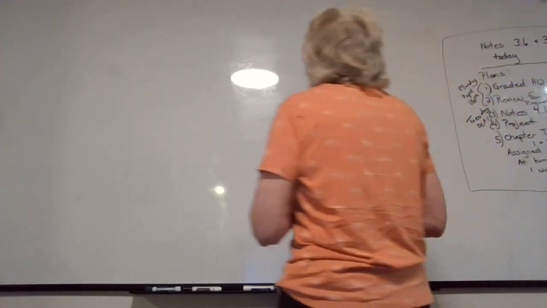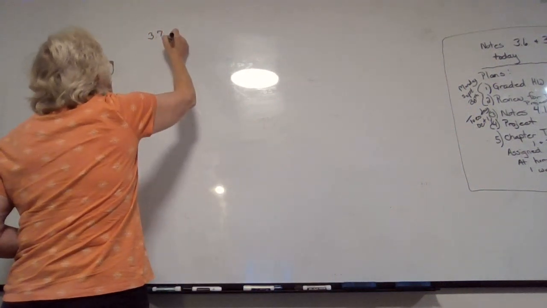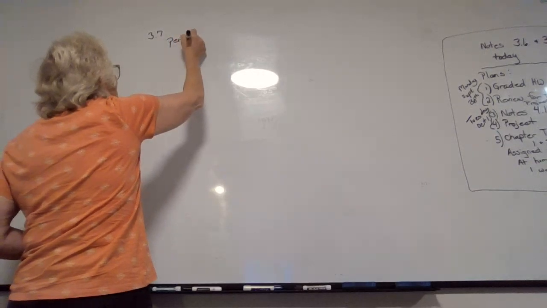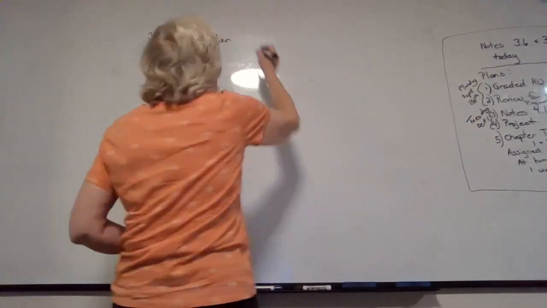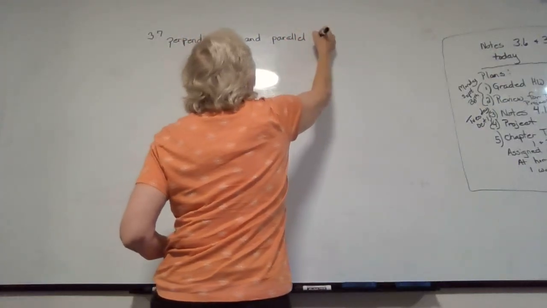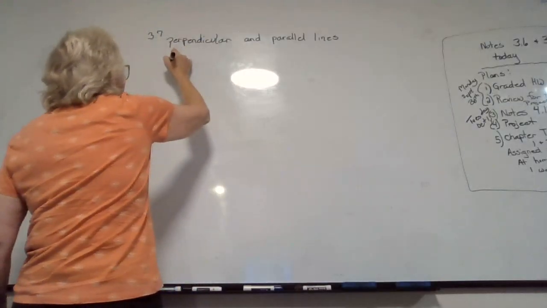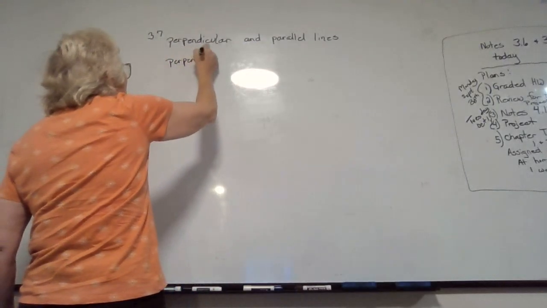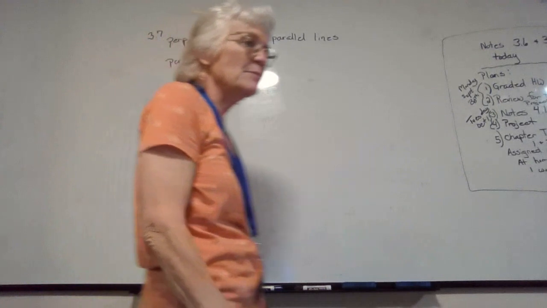Okay, so let's go now. We're going to do 3.7. Okay, this is talking about perpendicular and parallel lines. Okay. Perpendicular. Okay, think about that word.